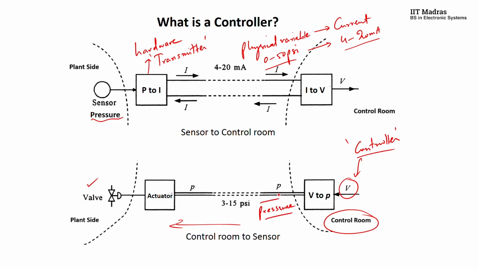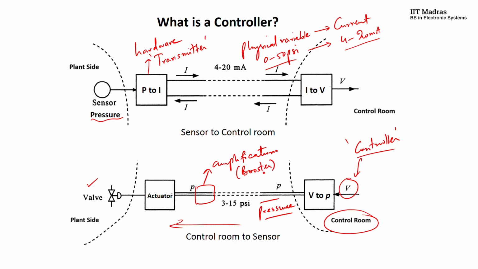This pressure line operates over 3 to 15 psi, which is a very low pressure, so there should be some amplification of this pressure taking place in between. There should be some kind of amplification which is not really shown in textbooks. This is also called the volume booster.